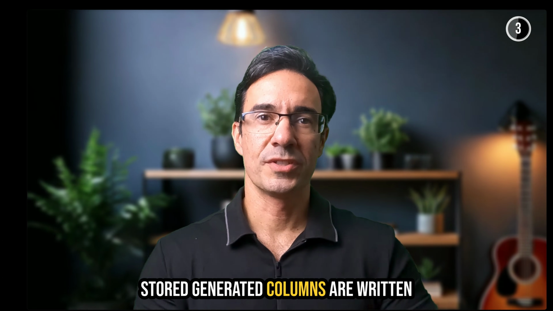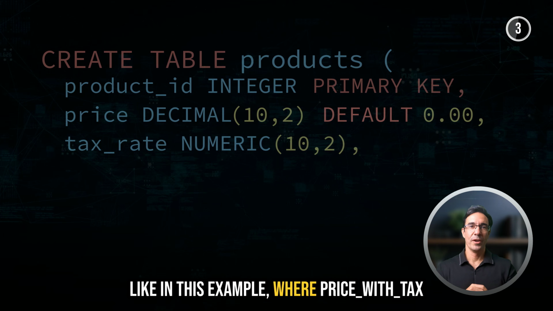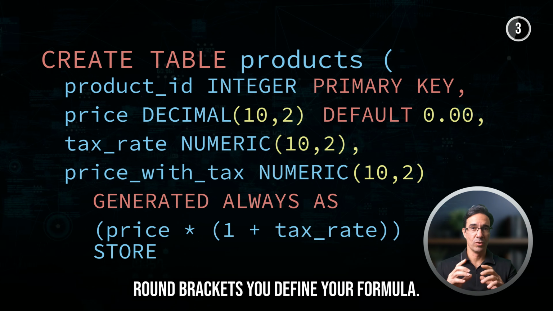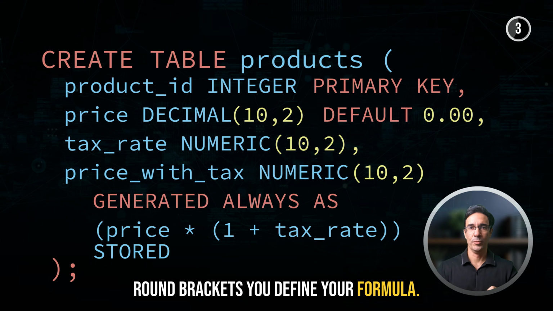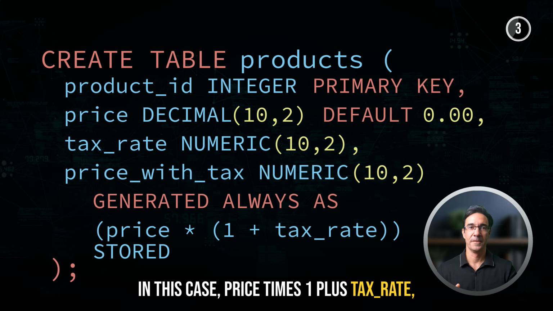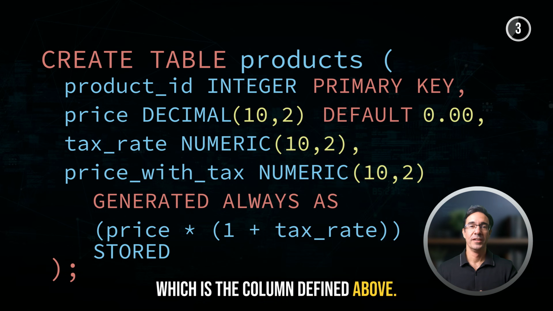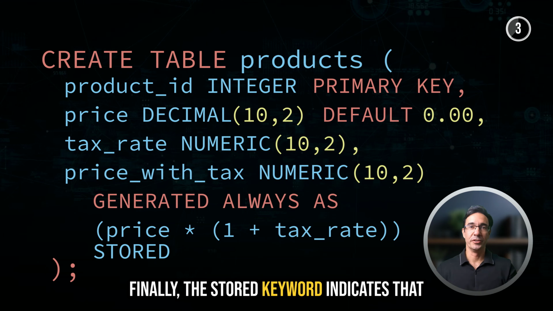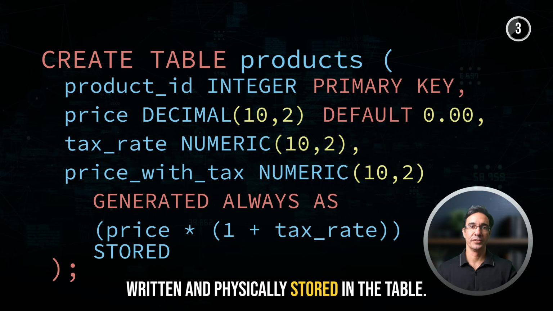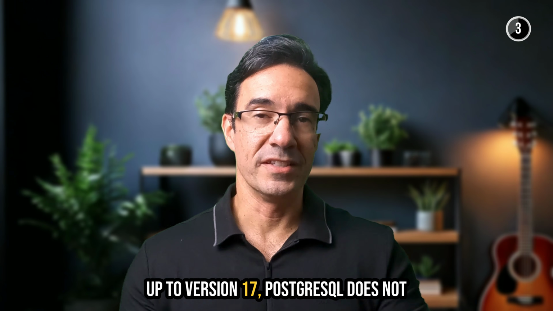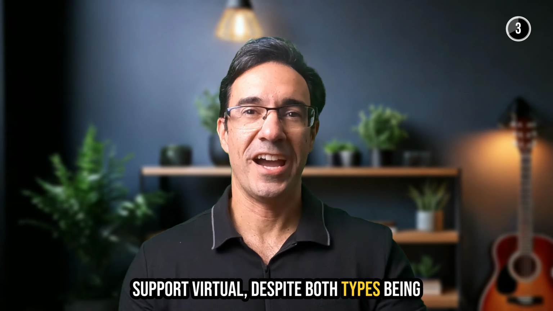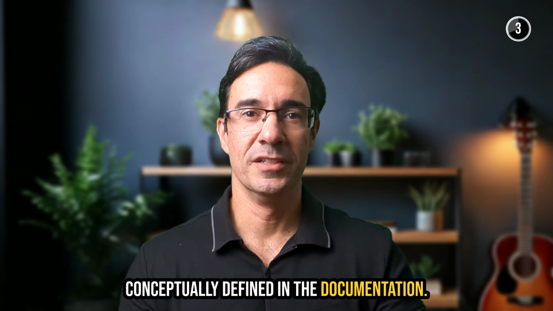Stored generated columns are written like in this example, where price_with_tax is GENERATED ALWAYS AS, then within round brackets, you define your formula. In this case, price times 1 plus tax_rate, which is the column defined above. Finally, the STORED keyword indicates that the value is calculated when the row is written and physically stored in the table. Up to version 17, PostgreSQL does not support virtual, despite both types being conceptually defined in the documentation.